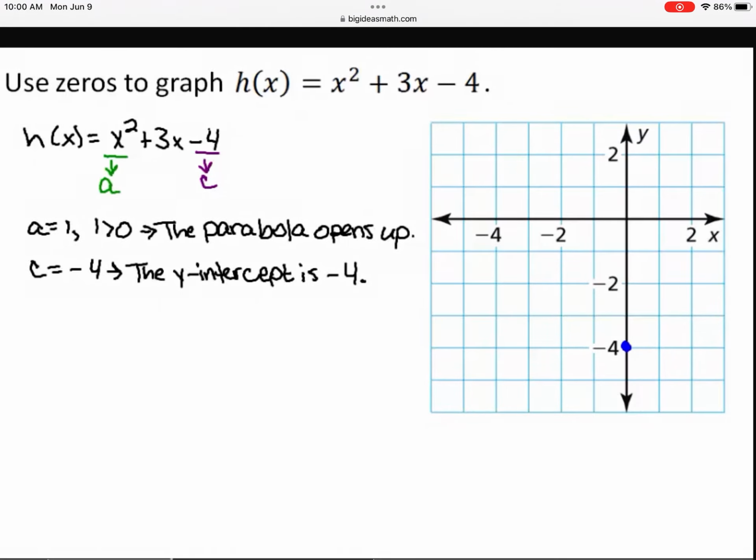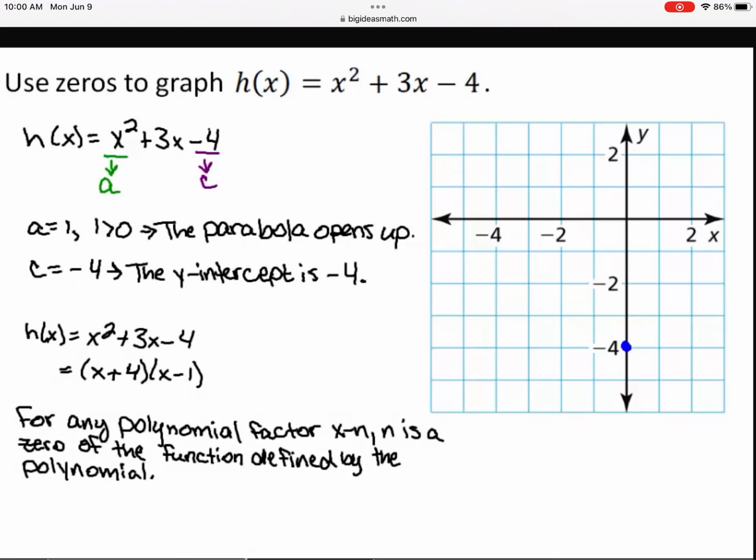Notice that the polynomial that defines the function is factorable. So write the function in intercept form and identify the zeros. X squared plus 3x minus 4 factors as the quantity x plus 4 times the quantity x minus 1. For any polynomial factor x minus n, n is a zero of the function defined by the polynomial.